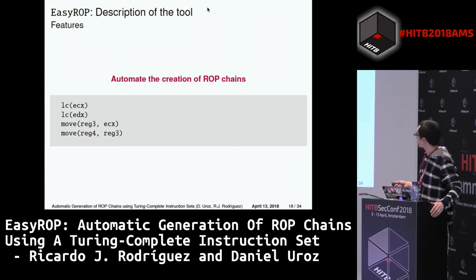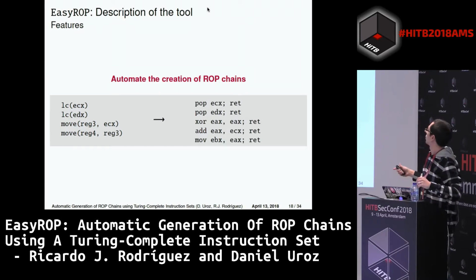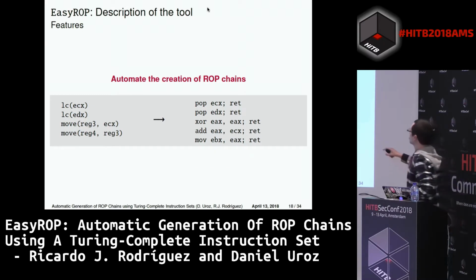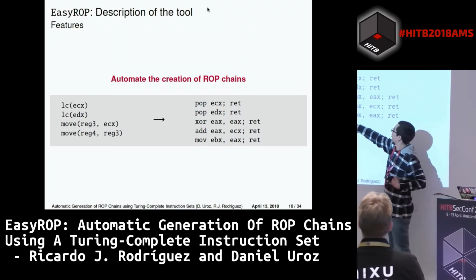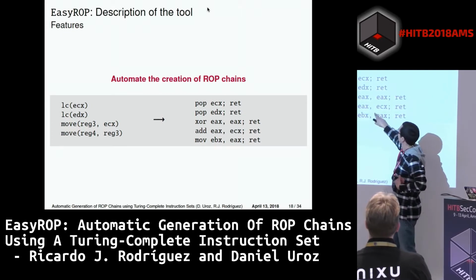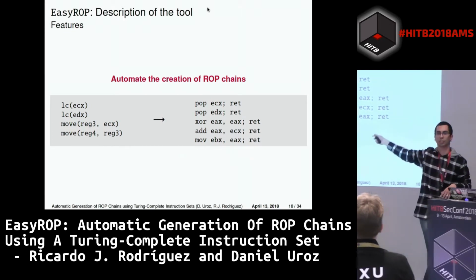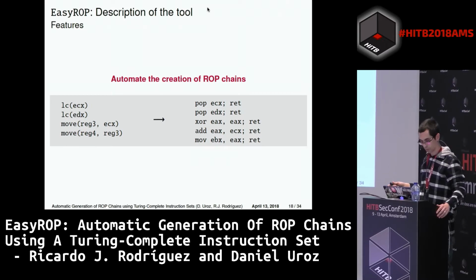Again, a mask. So if we execute the tool with this chain, we can get, for instance, this kind of output. Here we have the load constant in the ECX register, here the load constant in the EDX register, and here the move to a reg3 register. In this case, the tool considers reg3 as EAX. And here we have again a move from reg3 to another register, reg4, in this case EBX. Everything is just done by the tool.